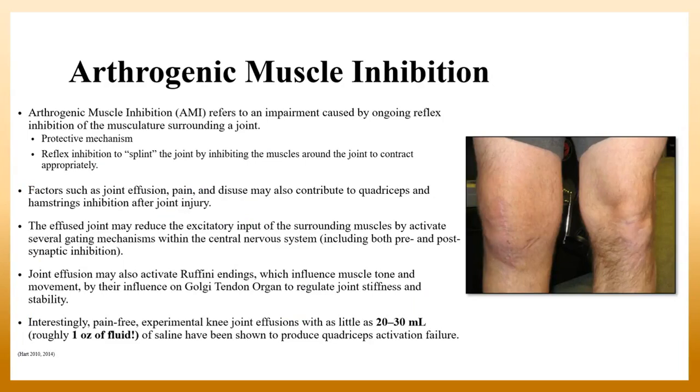So what is arthrogenic muscle inhibition? You can see the picture on the right, how this is a large swollen knee. This is not a DVT. This is just normal postoperative swelling. So AMI refers to impairment caused by an ongoing reflex inhibition of the musculature around a joint. It's a protective mechanism. It's a reflex inhibition that increases swelling to splint the joint. So it creates all this effusion or swelling within the joint so that you can't move the knee. This is a protective, adaptive mechanism.